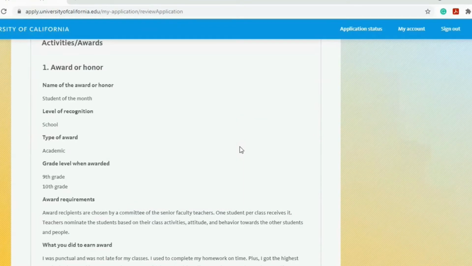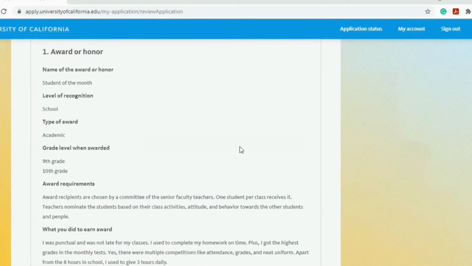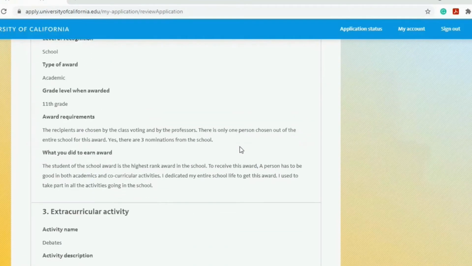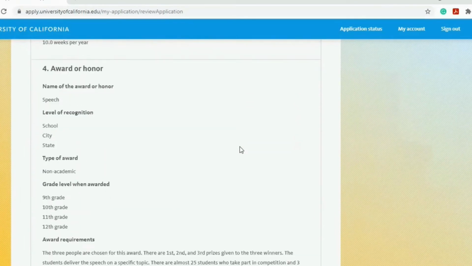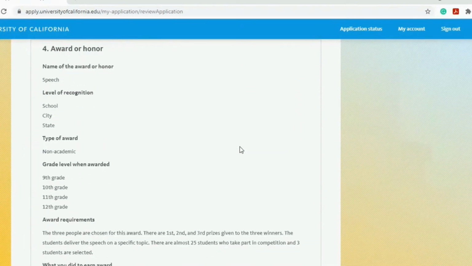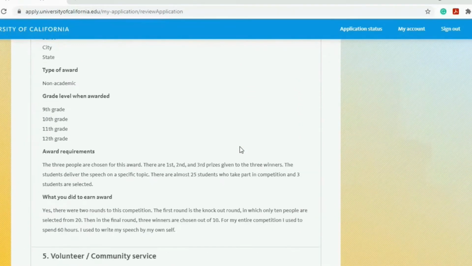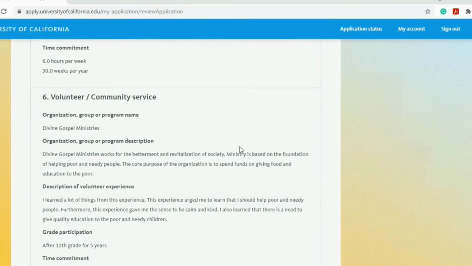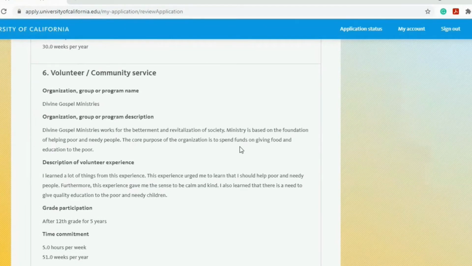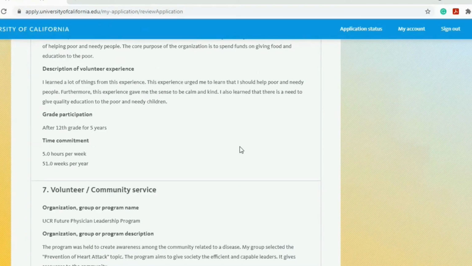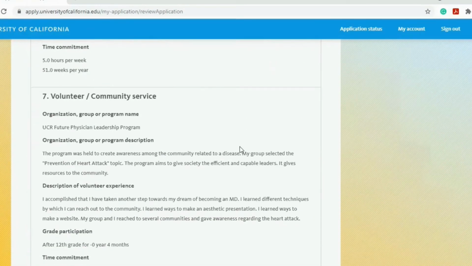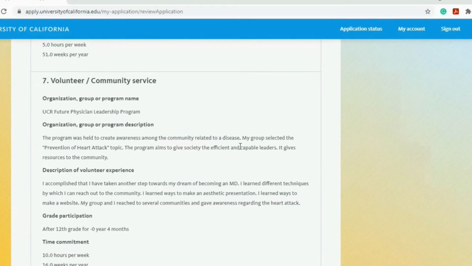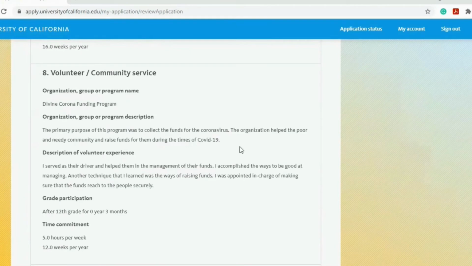Now, going through my activities, what I did in school: I was student of the month. I was student of the school. I did debates. I did a lot of speeches in school. I worked for an organization named Seeds of Peace. Then I was a volunteer at Divine Gospel Ministries. I also volunteered at the UCR Future Physician Leadership Program. Then I had the Divine Corona Funding Program.